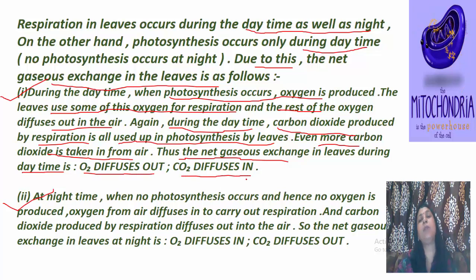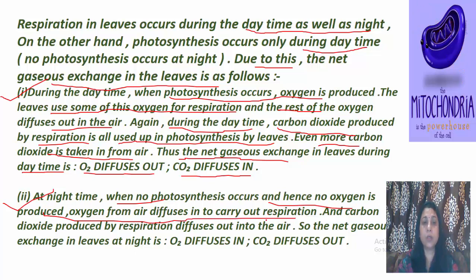That is why it is said that plants purify the air by providing oxygen to the atmosphere. How does it provide oxygen to the atmosphere? Through the process of photosynthesis. Now, what happens at night? There is no photosynthesis. Hence, no oxygen is produced. So, oxygen from air diffuses in to carry out respiration.